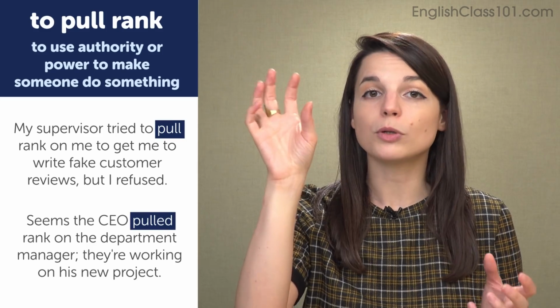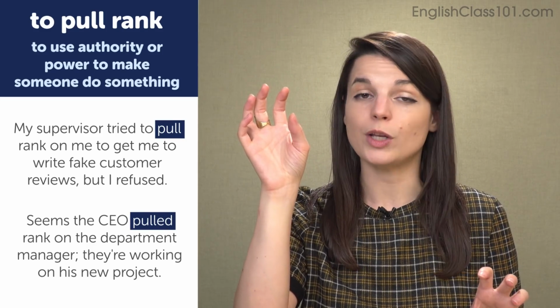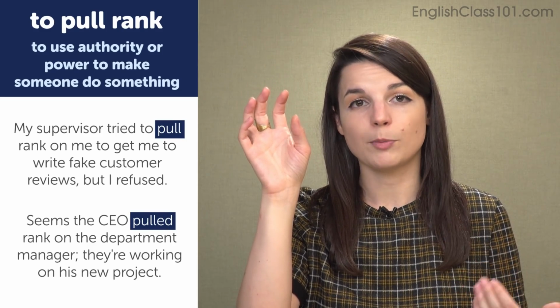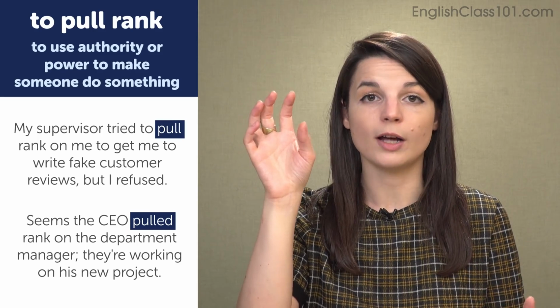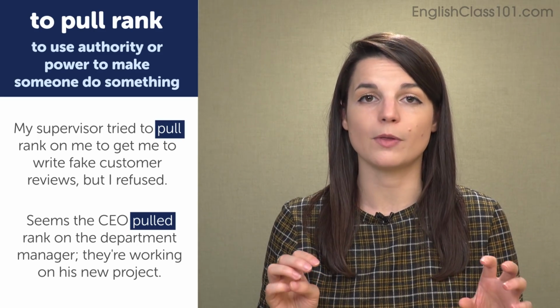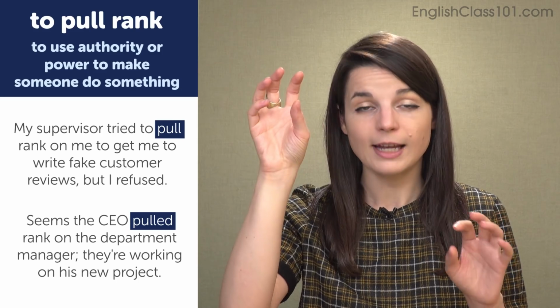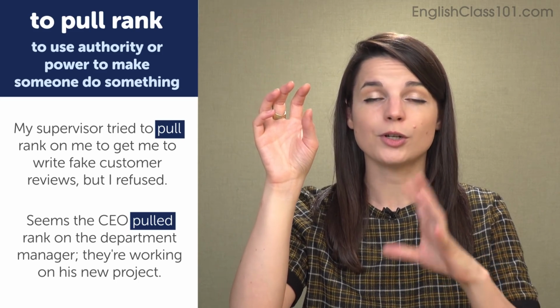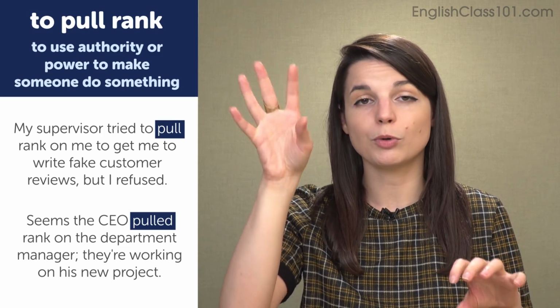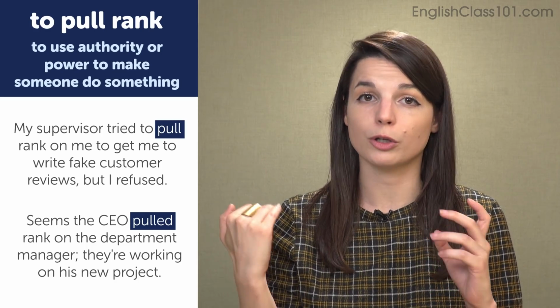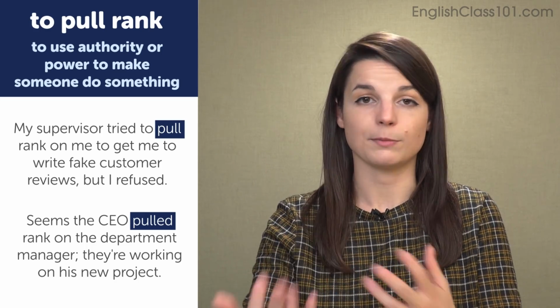We see this in the second example sentence too, but it was a successful situation. So the CEO pulled rank on the department manager. We know this because the people in the department, presumably, are working on the CEO's new project. So that means the CEO was successful in convincing the department manager to work on this project. So to pull rank means to use your power or use your authority to make something happen.